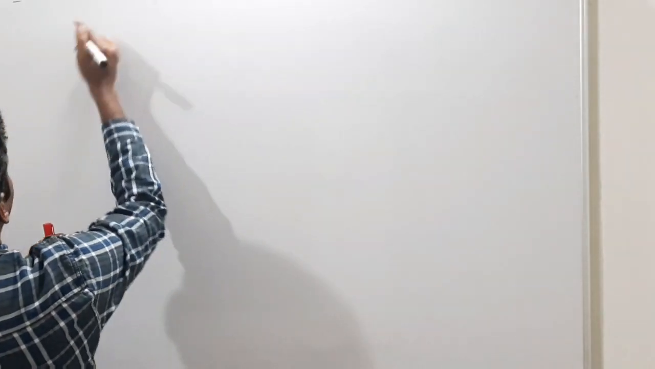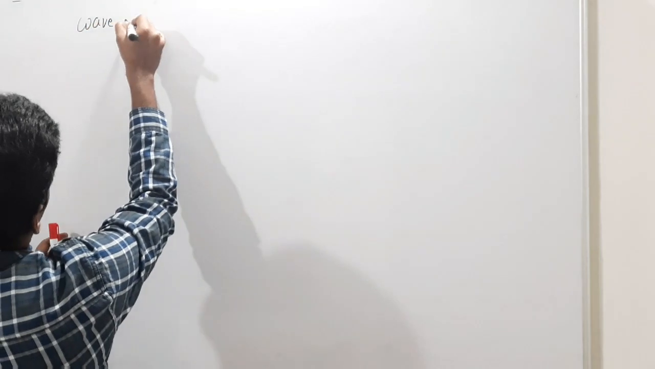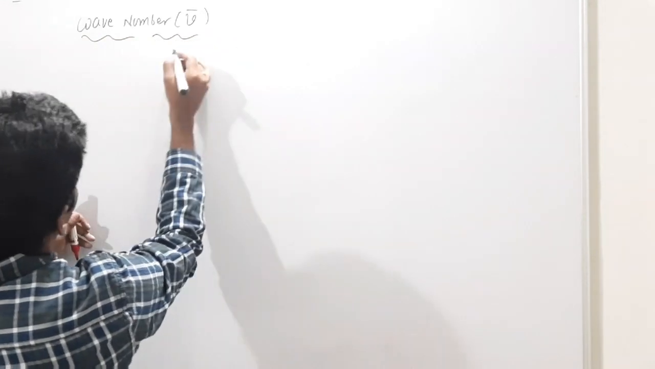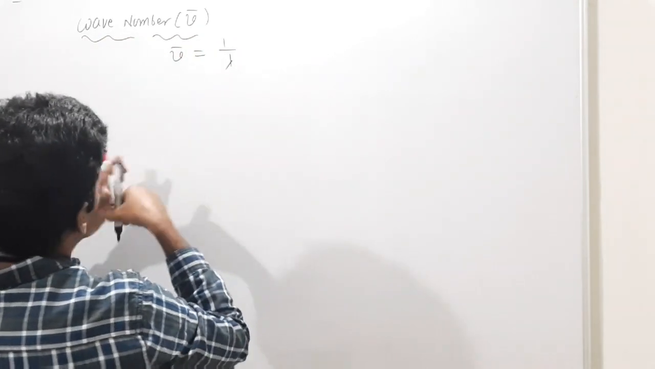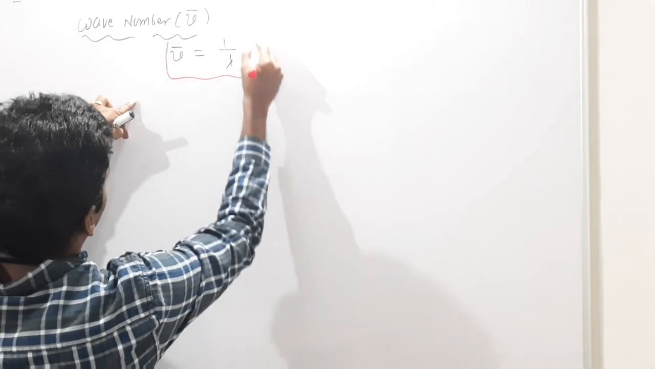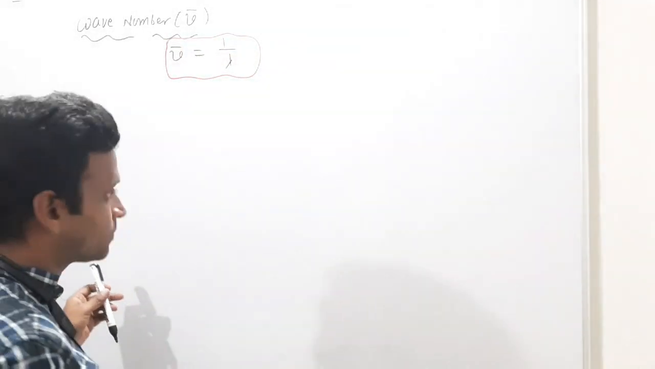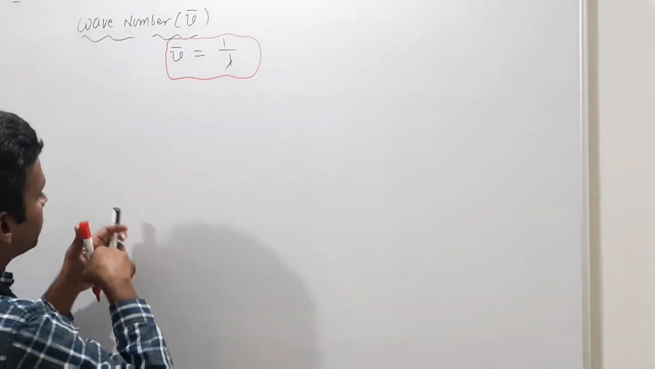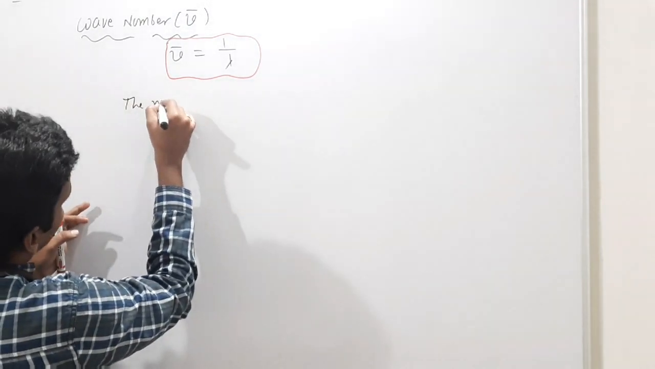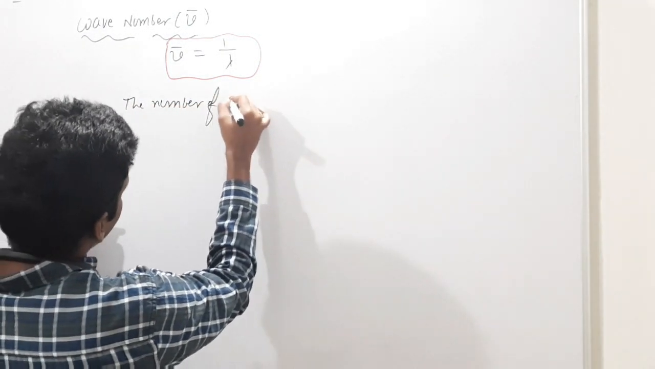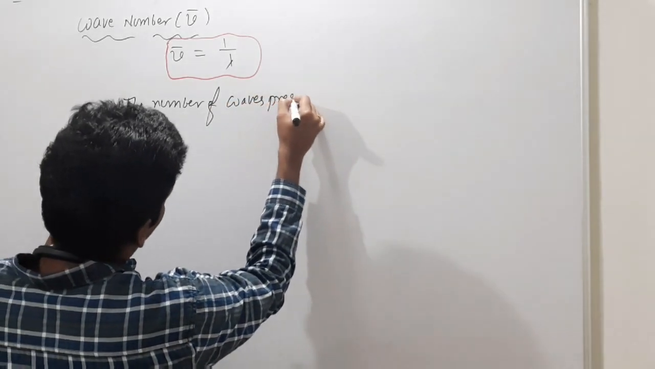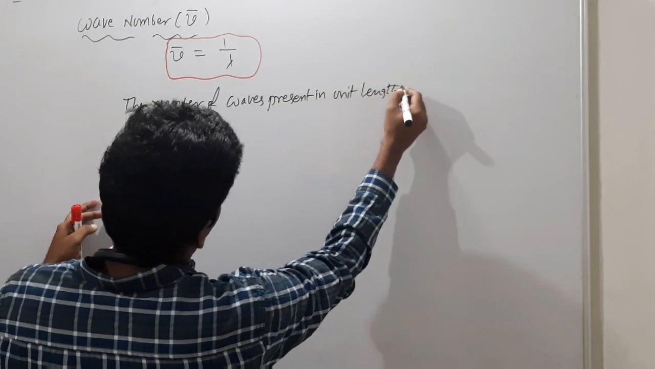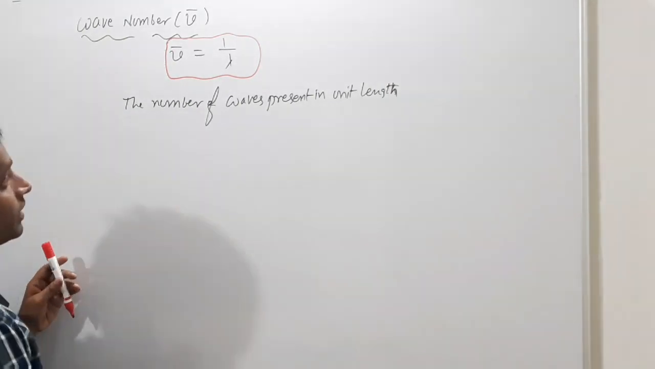So what we discussed previously: wave number. Wave number is nu bar. What is nu bar? I said nu bar is equal to 1 by lambda. Formulas are important; from here you will get more formulas in atomic structure. Wave number is the reciprocal of wavelength. One more definition I gave: the number of waves present in unit length is called wave number.